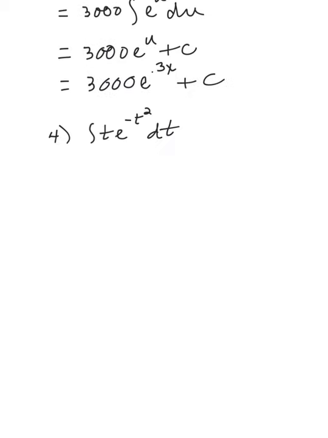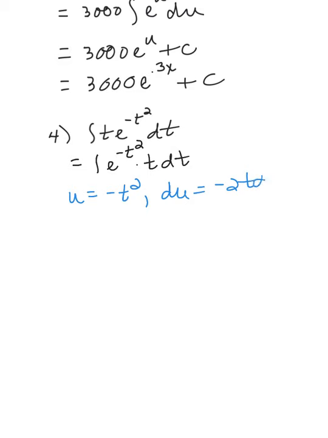On example 4, we have the integral of t times e to the negative t squared power dt. It might be helpful if we first rewrite this and put the e in the front and then make it times t dt. Now let your u equal the power of e, which is negative t squared. This then makes du equal to negative 2t dt.